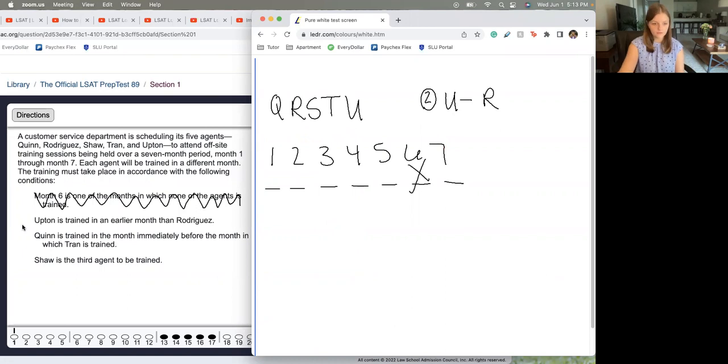It's all about efficiency. Okay, so moving on to rule number 3, we have Q is trained in the month immediately before the month in which T is trained in. Who wants to take a stab at how that could be written?